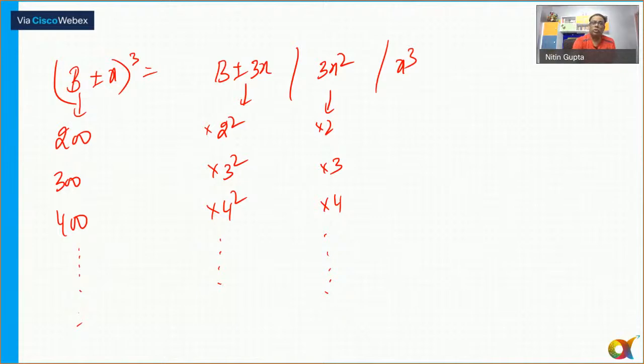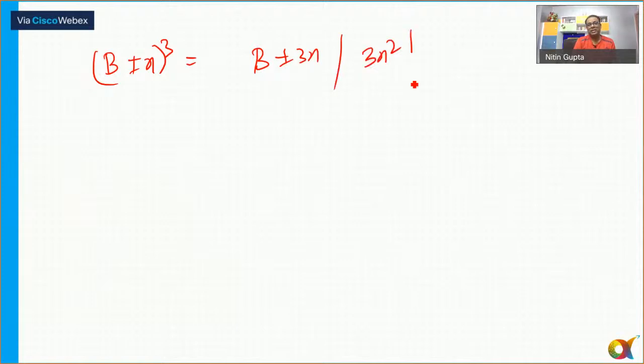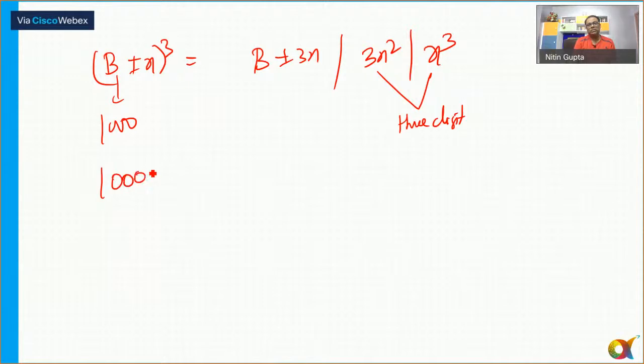Similarly, you can also work on a base of 1000, like if I'm saying (b plus minus x) whole cube. First part is b plus minus 3x, middle part is 3x square, and the last part is x cube. If I'm working on a base of 1000, both the middle part and the last part will be 3-digit numbers. If you're working on a base of 10,000, then both the middle and last parts should be 4-digit numbers, and so on.